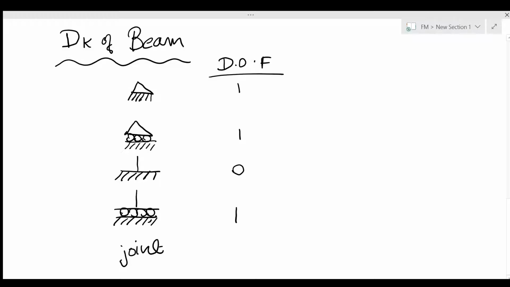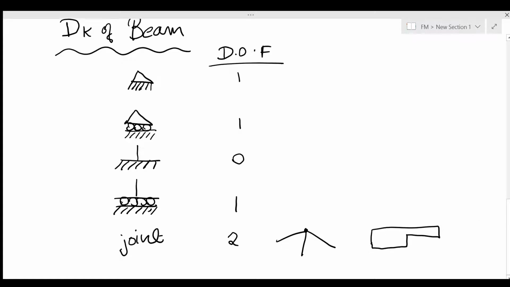And for joints, we will have two movements, translation and rotation. When we say joints, joints include the point at which the moment changes abruptly, and it is also the point where two or more members are joined. So it is the point at which two or more members meet, or the point of an abrupt change in the moment, that will be termed as a joint.